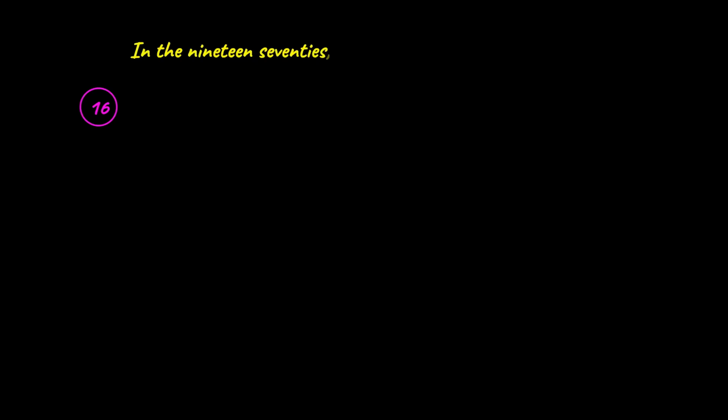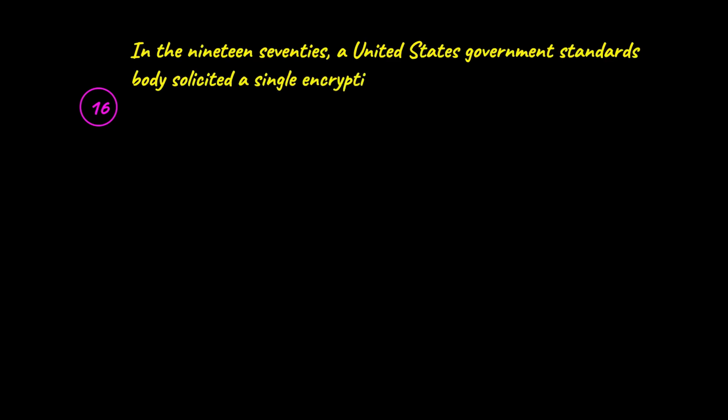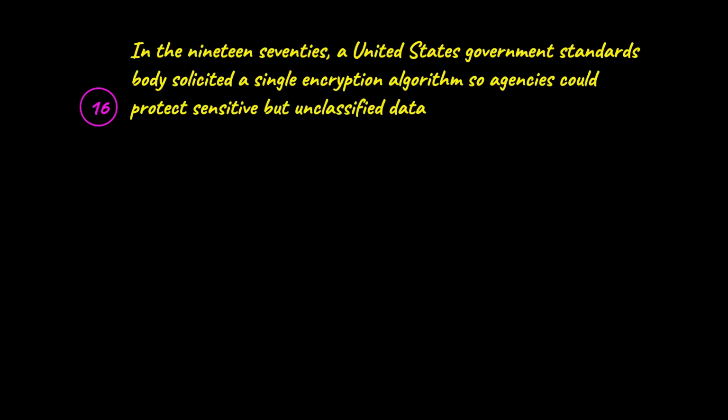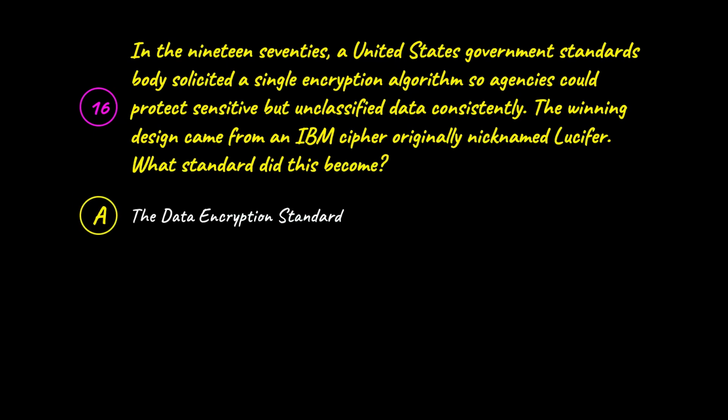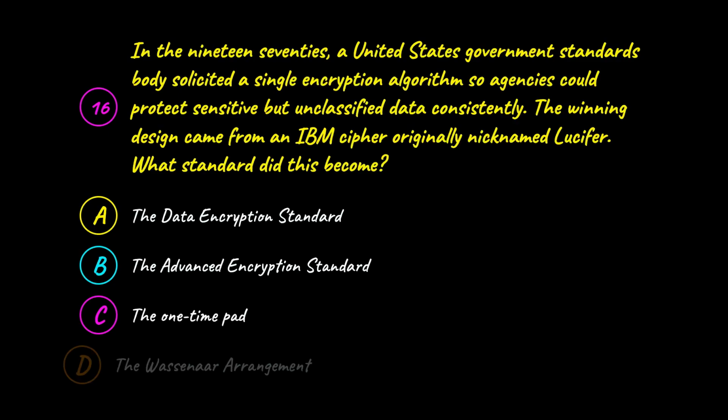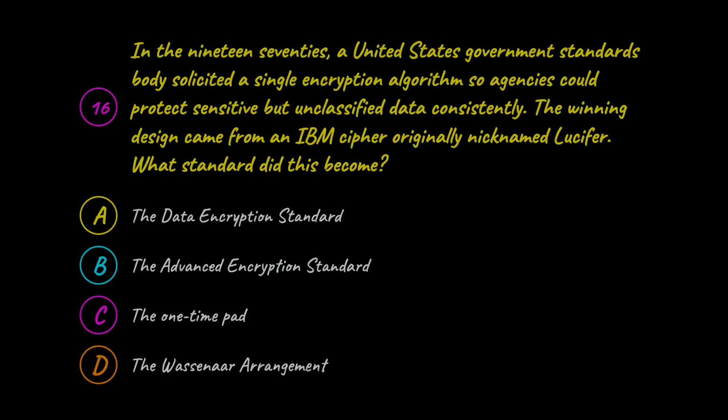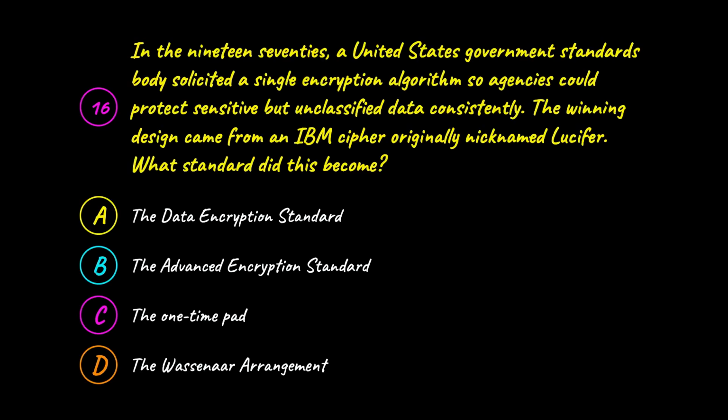Question 16. In the 1970s, a United States government standards body solicited a single encryption algorithm so agencies could protect sensitive but unclassified data consistently. The winning design came from an IBM cipher originally nicknamed Lucifer. What standard did this become? Your options are A. The Data Encryption Standard, B. The Advanced Encryption Standard, C. The one-time pad, D. The Wassenaar Arrangement. Got a guess? Lock it in.